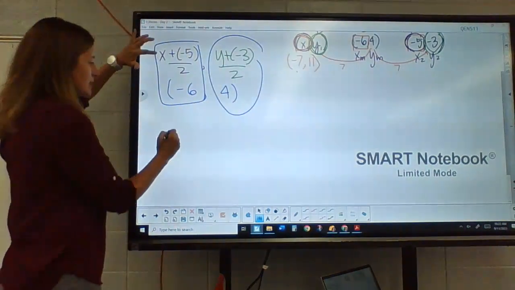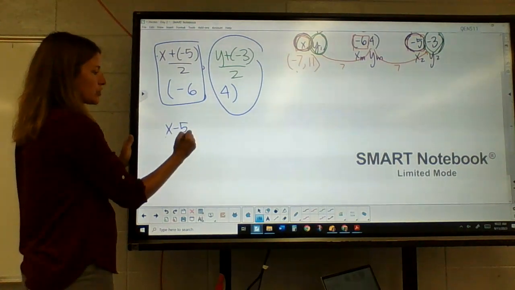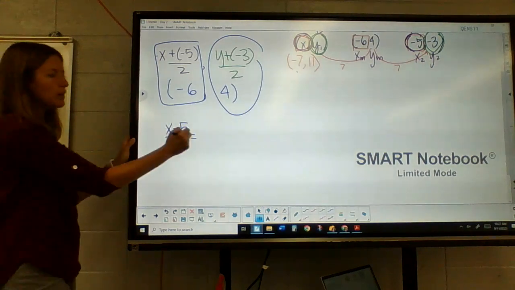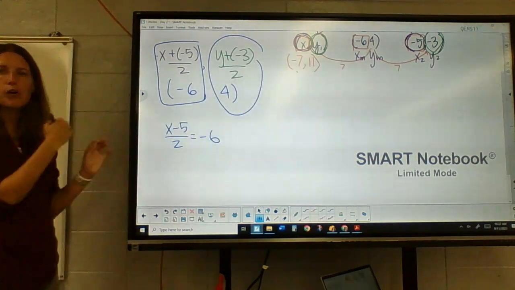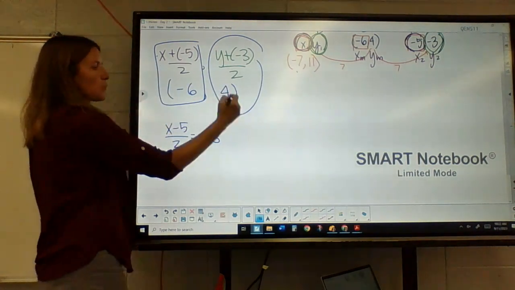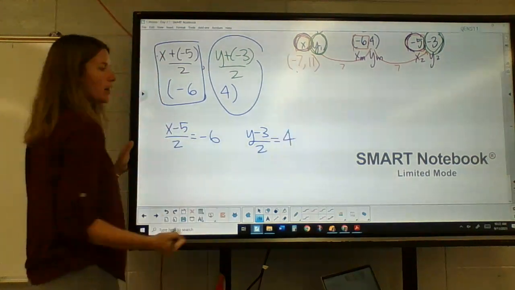So what I'm saying is this: x plus a -5, x minus 5 over 2, that should equal what? It should equal -6. So this becomes a little equation I can solve. And when I look at this one, I have y minus 3 over 2. That should equal 4.